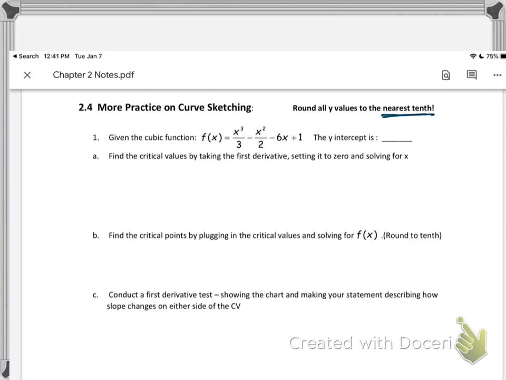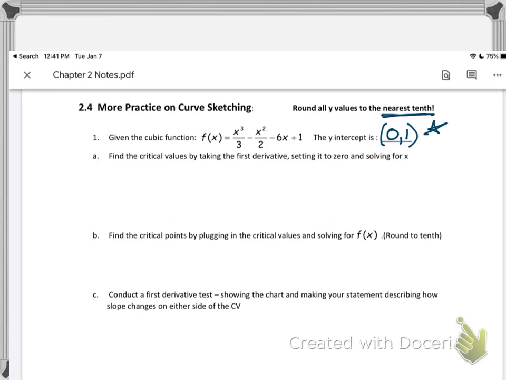Okay, so first off, it says given this cubic function, what is the y-intercept? So you get your y-intercept by plugging in a 0 for the x's. And when you do that, you get a point of 0, 1. And this will be one of the points that you're going to be plotting. Okay, that's a landmark for you.